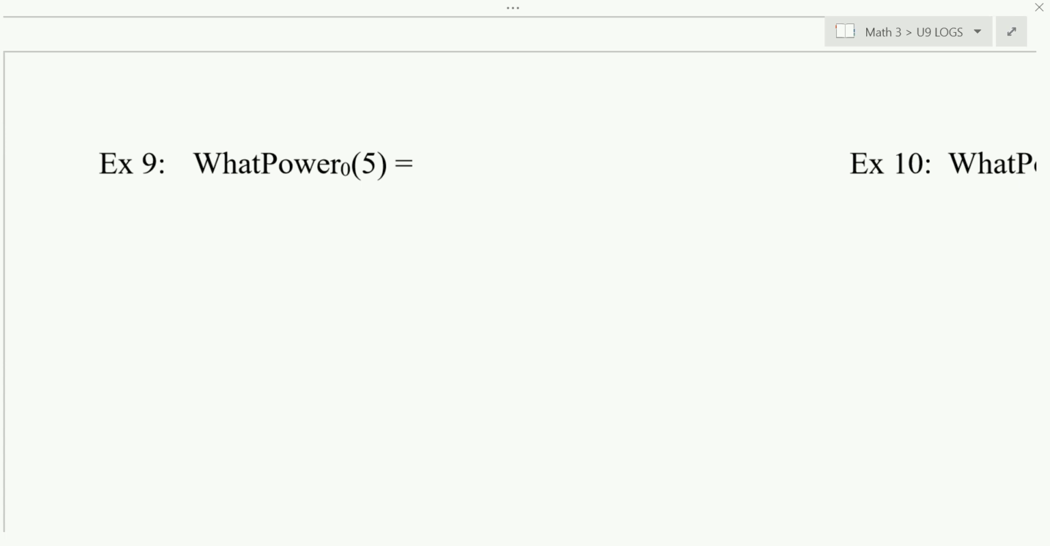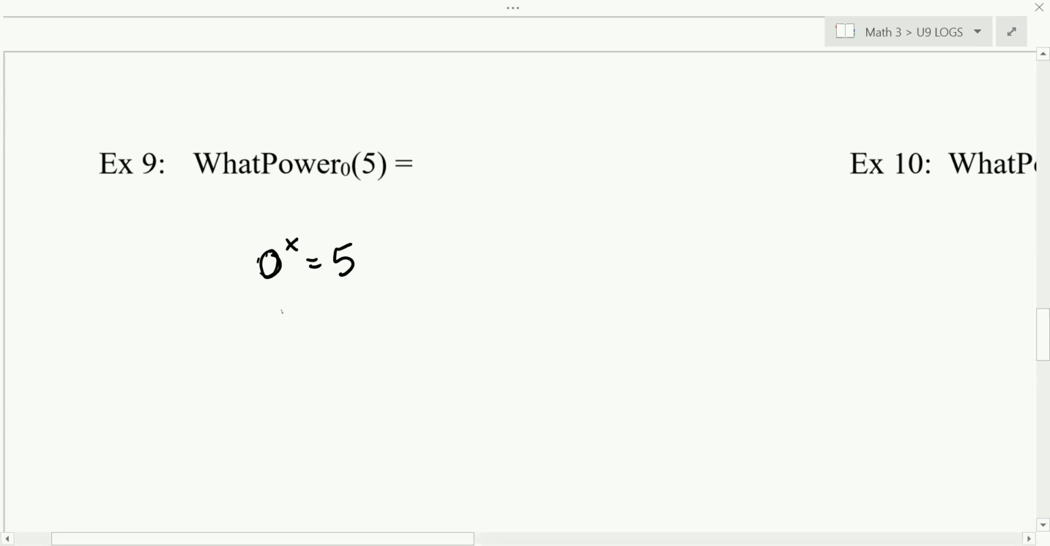What do you guys think? Nothing? Because this is saying 0 to what power is equal to 5? So maybe infinity. 0 to the power infinity could be anything. Actually, you'll learn that in calculus. But we're only going to work with numbers. Infinity is more of an idea, right? So there's no solution to this for us.